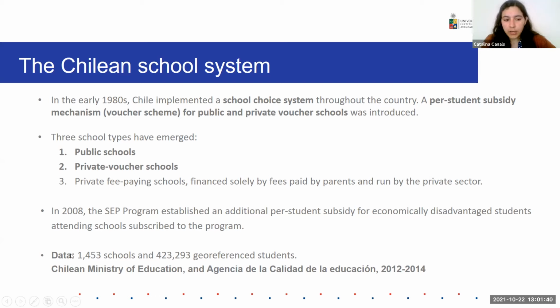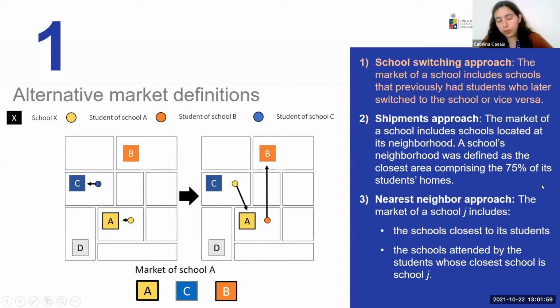In this context, we use data for both public schools and private voucher schools, which are most of the schools of the city, and that is more than 1,000 schools and more than 400,000 students. So the first step of our approach was to define the alternative market definitions. So we tried 3 definitions.